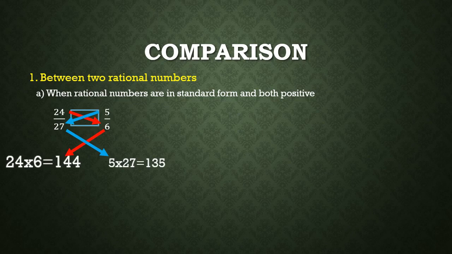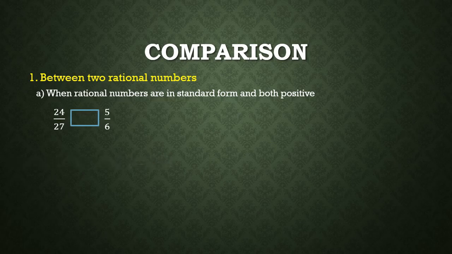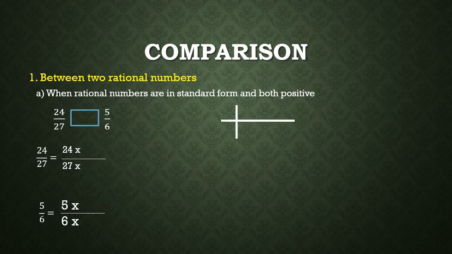You know that 144 is greater than 135. Hence, 24 by 27 is greater than 5 by 6. Now note that the writing in left and right for those I already mentioned matters. Don't change them. Now let us look for another technique which is quite common. That is by equalizing the denominator, for which we need the LCM of the denominators here, 27 and 6.